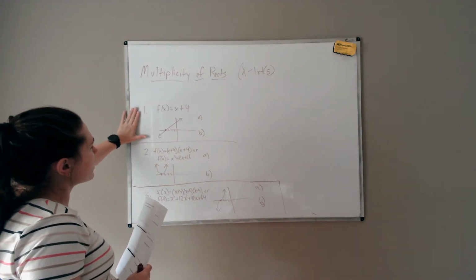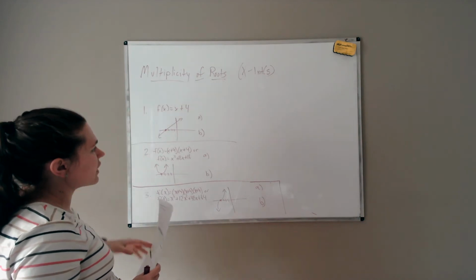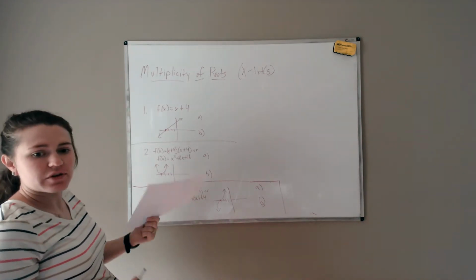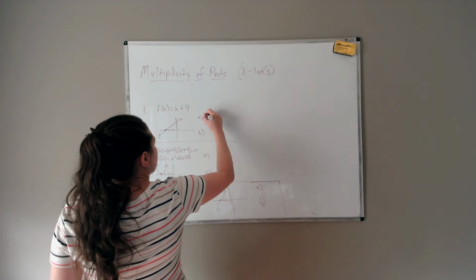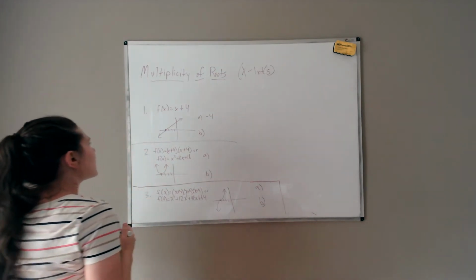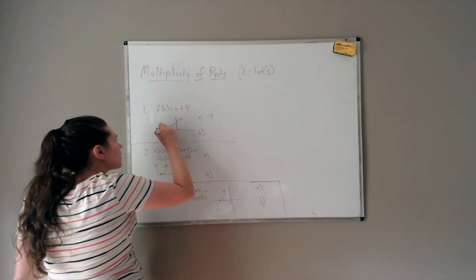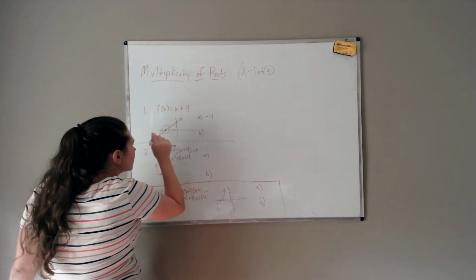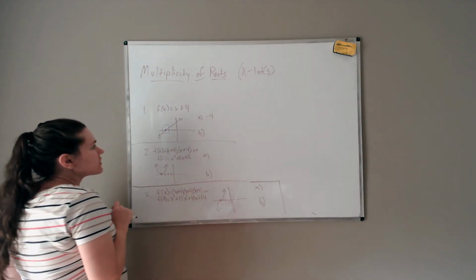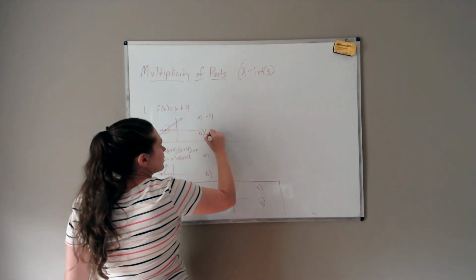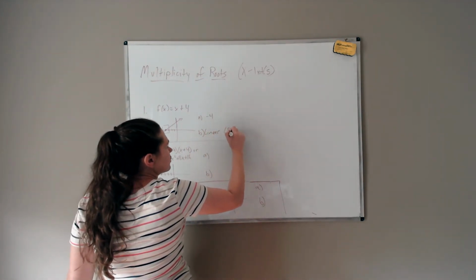First one, f of x equals x plus 4. And part A says, what is the x-intercept? So there's only one x-intercept here, right? It's -4. And now what is the behavior at the x-intercept? If we were to zoom in on that x-intercept, it's just going to look linear there. It's just going to look like we went straight through.